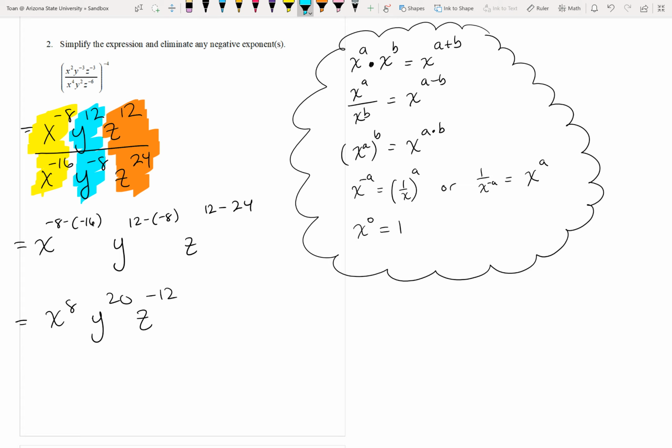And then the negative exponent rule says any base that has a negative exponent, you flip them. So the x stays put and the y stays put because they had positive exponents, but the z exponent goes down.